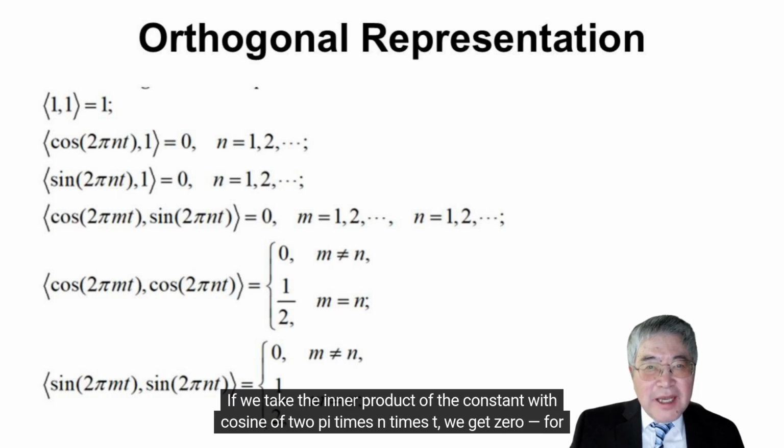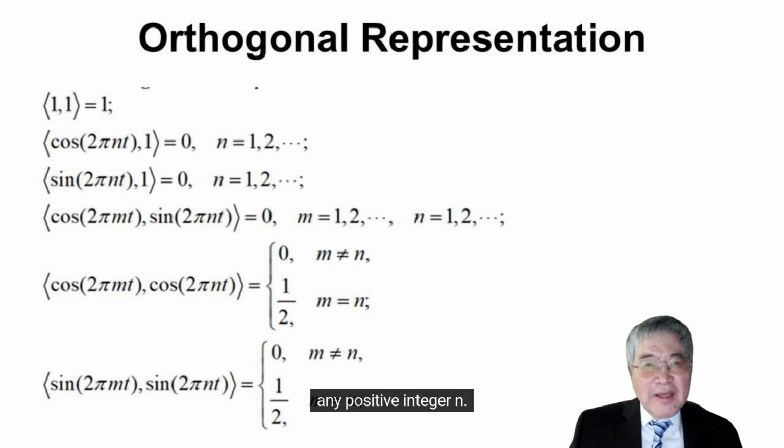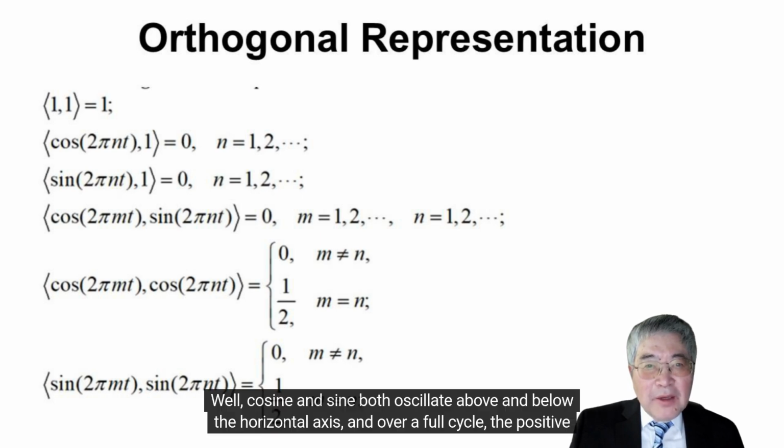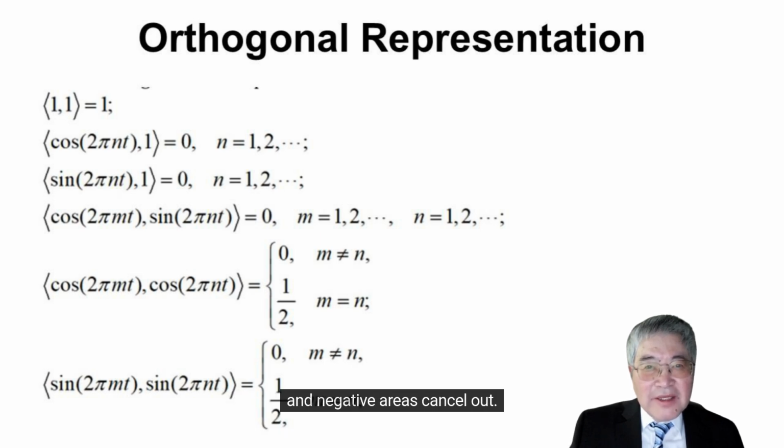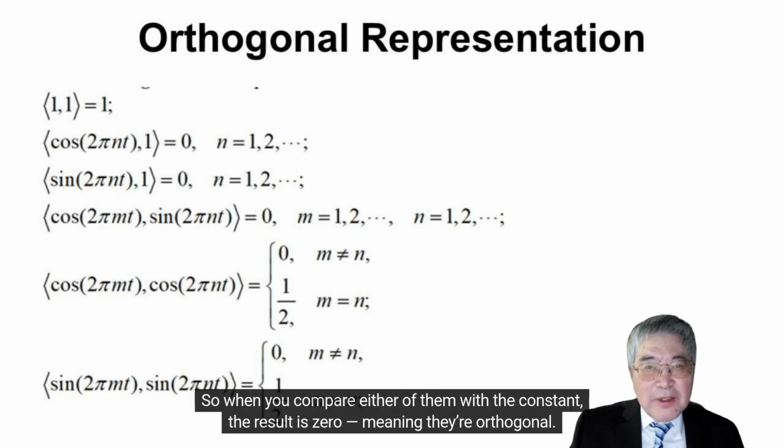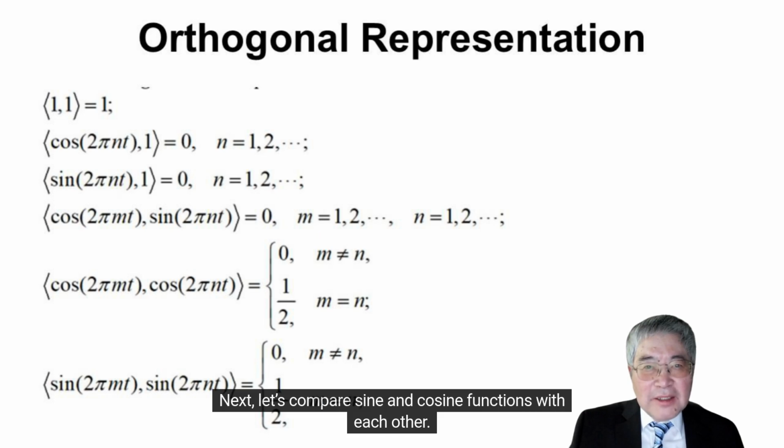Now let's see what happens when we compare the constant function with a cosine or a sine function. If we take the inner product of the constant with cosine of 2 pi times n times t, we get 0 for any positive integer n. The same is true for sine. Why does this happen? Well, cosine and sine both oscillate above and below the horizontal axis, and over a full cycle the positive and negative areas cancel out. So when you compare either of them with the constant, the result is 0, meaning they're orthogonal.